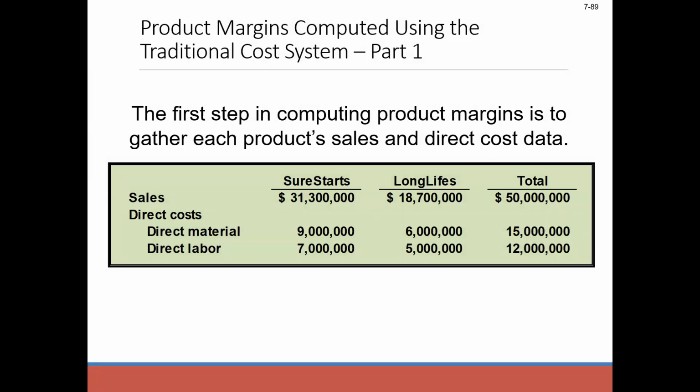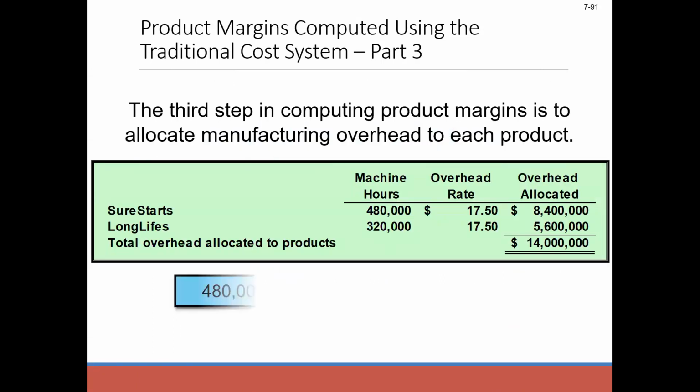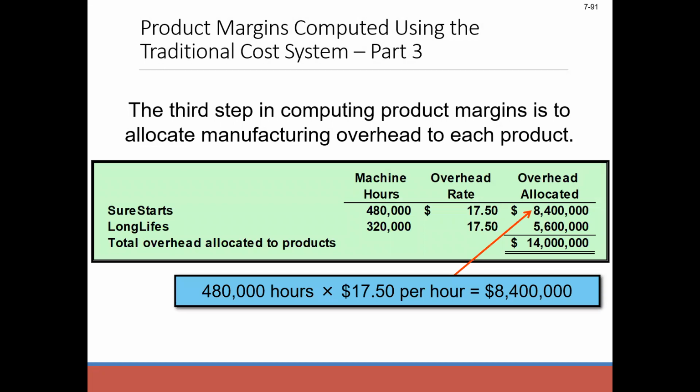Again, we compute product margin by gathering the sales and direct costs. We take that and break it by machine hours, come up with our machine hours, and then we allocate them to each of those products.